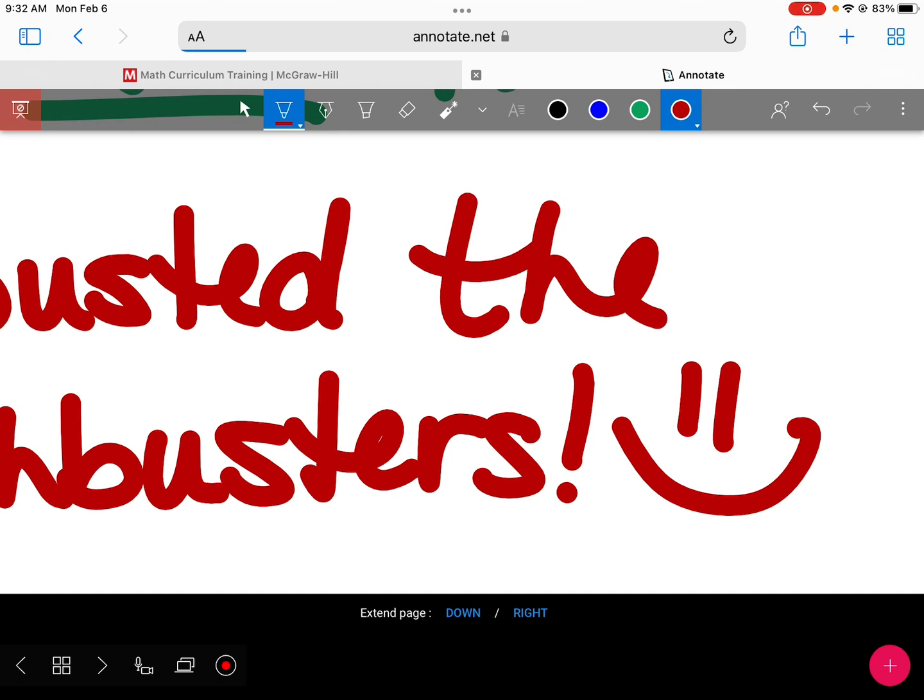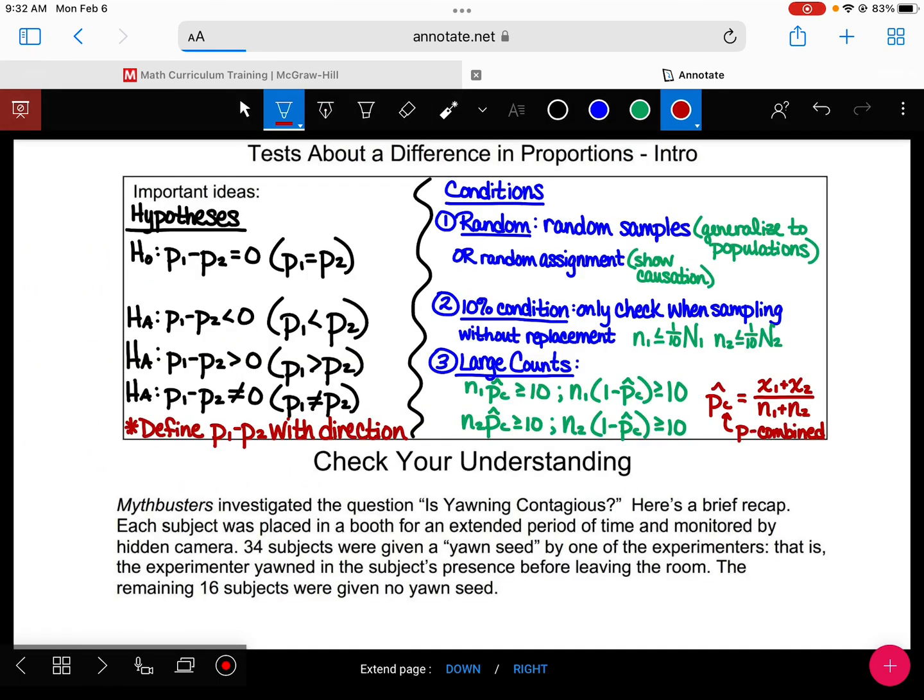All right, let's get our big ideas, and we're going to do the check your understanding. All right, so our hypotheses. The null is always going to be that there's no difference in these two proportions. Null is that these two are actually equal. Whenever we're looking at a difference, that's our null. The alternative can be one of these three things.